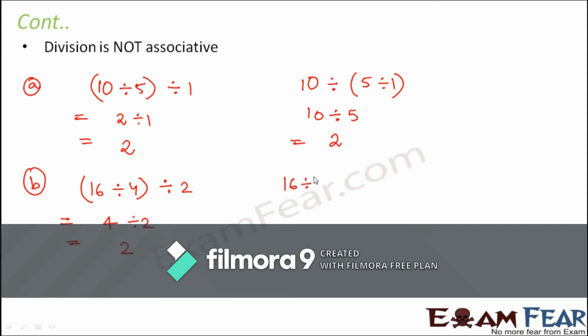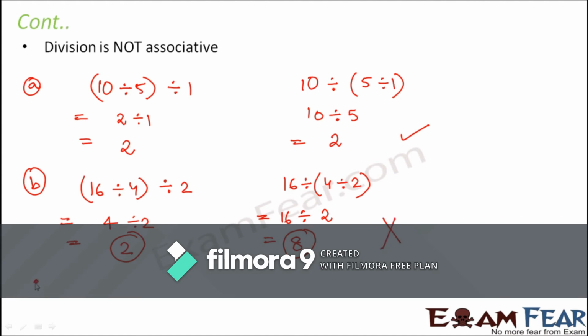Now the same thing, let's perform it in this way. 16 divided by (4 divided by 2). So this is 16 divided by 2 and this is equal to 8. Oh, so now again you are getting different results. Because if division is associative, it has to hold true for all the examples that we consider. Now in one example we got it right, in another example we didn't get it right.